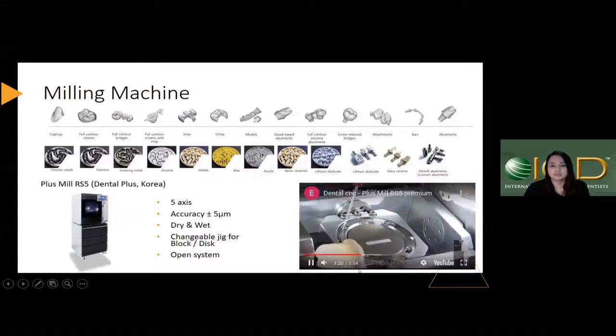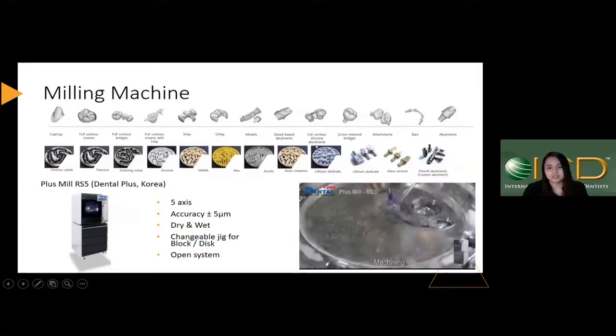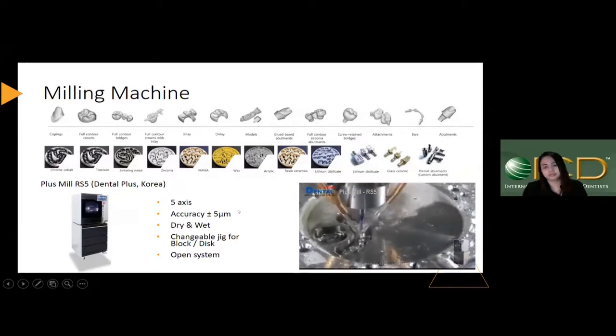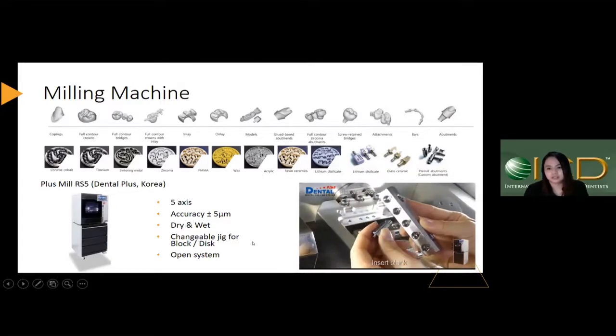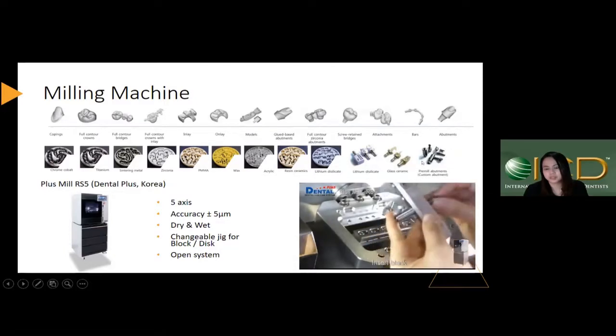So this one, there are several kinds of materials that they can mill. And this video shows milling a chrome cobalt framework. And this one, they use the pre-milled abutment to fabricate a custom abutment.